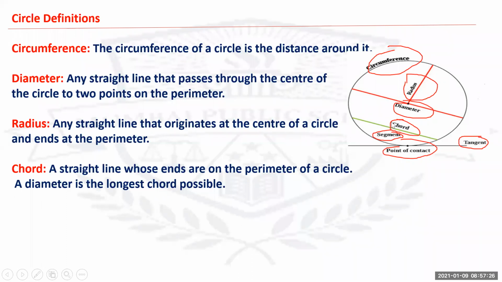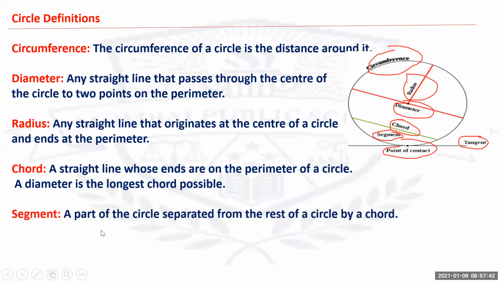So check, any 2 points on the perimeter, when a line is joining those points on the perimeter. Now here it can pass through the center or it may not pass through the center. The diameter is the longest chord which is present.